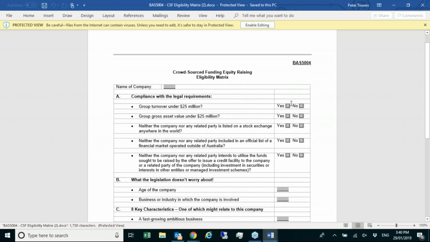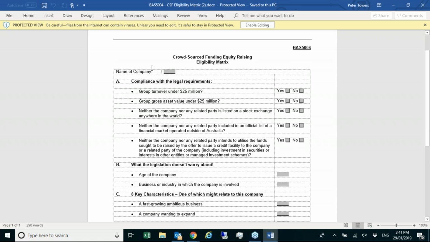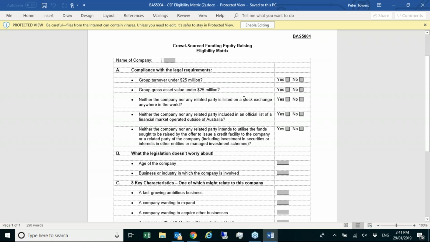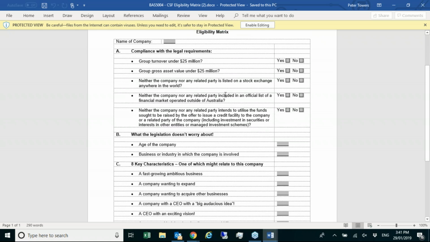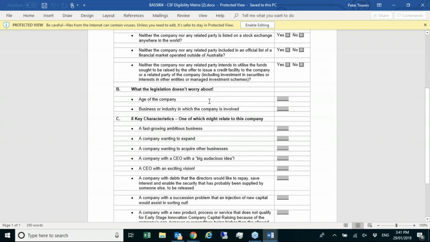And then we've got the matrix, so we might just go to that. So this is the client matrix, which hopefully will help you identify whether a client might be potentially eligible. And my recommendation is, after you've done the training material, this is where you start. You sit down internally and go through your clients and say, okay, put the name of the company. Have they got their turnover under 25 million, their gross assets under 25 million? They're not listed on a stock exchange or a financial market, and they're just not going to put it into the bank and play with the money. That's what that last one basically means.